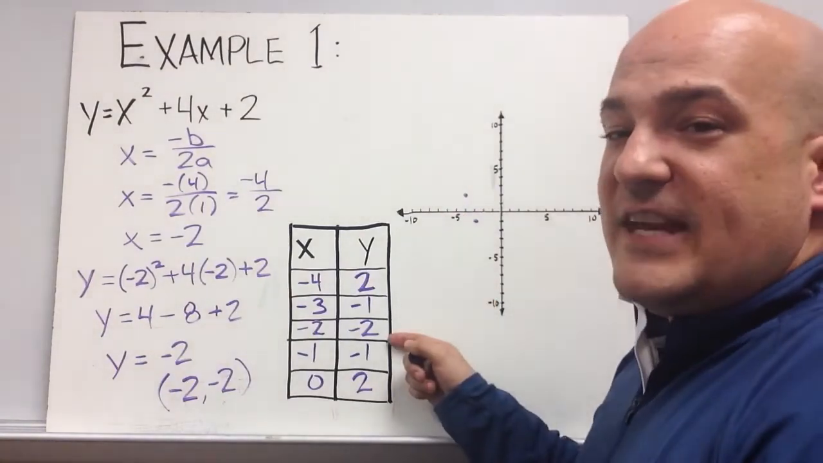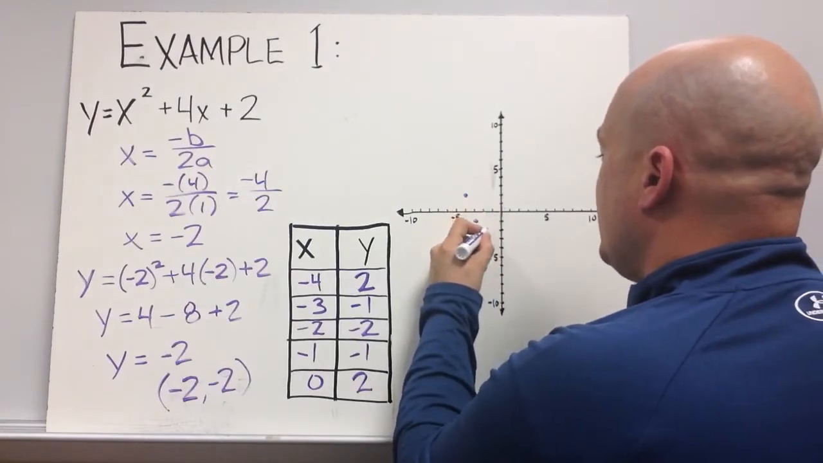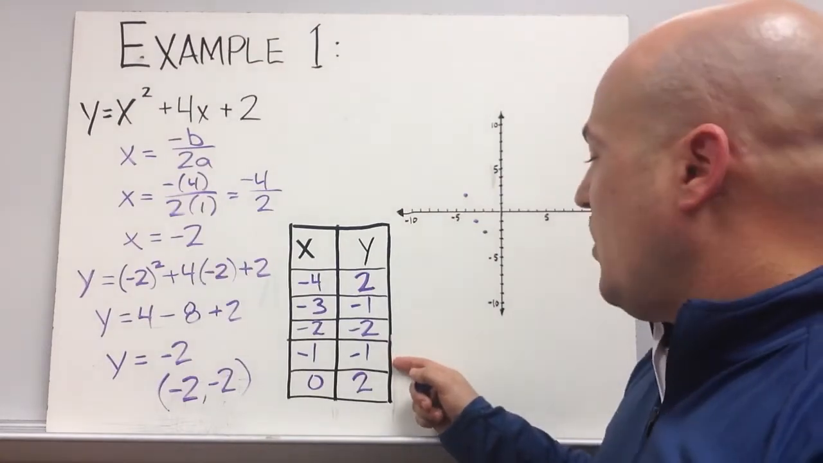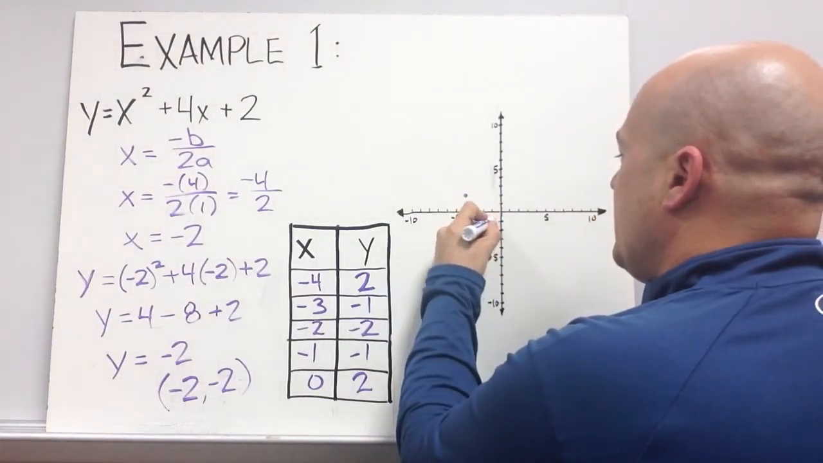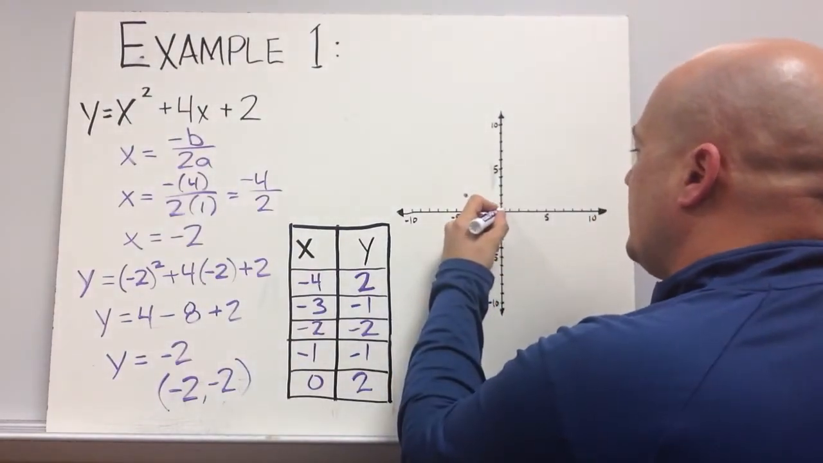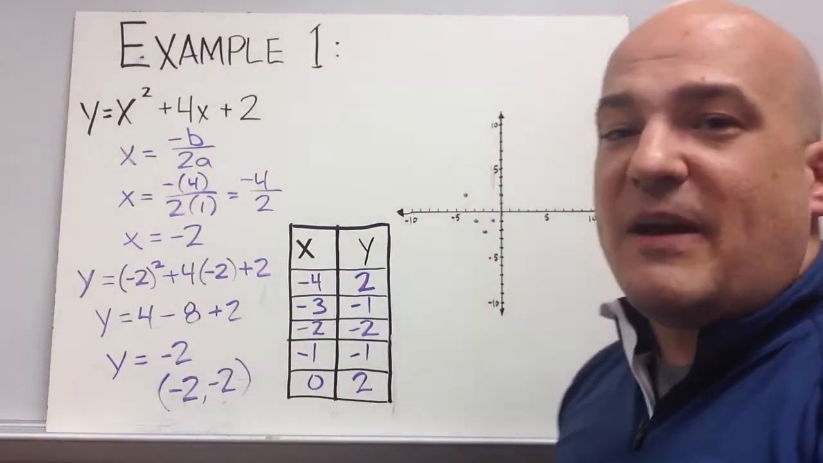Next one is my vertex, -2, -2. To the left 2, down 2. -1, -1, so I go to the left 1 and down 1. And then finally 0, 2. Over 0, up 2. Alright, so those are my 5 points.